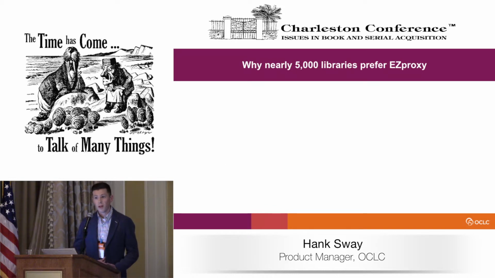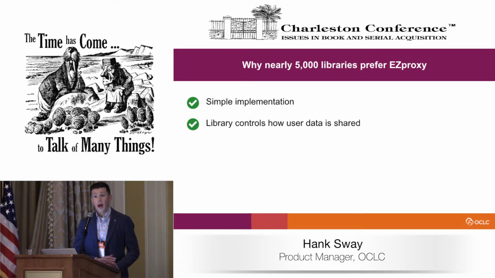So some of the key benefits of EZproxy, why nearly 5,000 libraries worldwide are using it. So it is a simple solution to implement. It's often done at the library level with minimal involvement from campus IT. It puts the library in control over how that user data is shared with third parties like content providers.